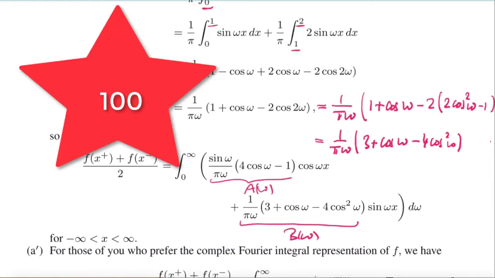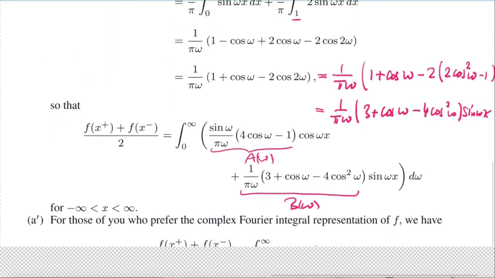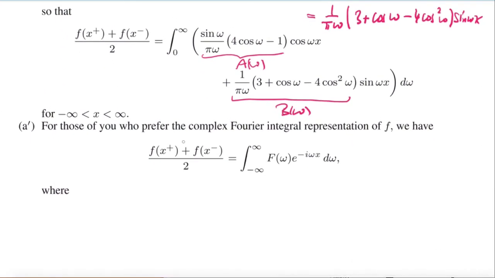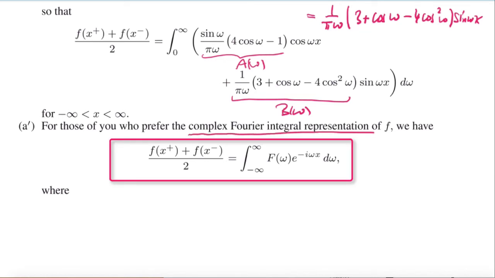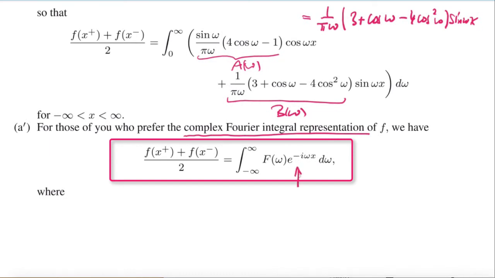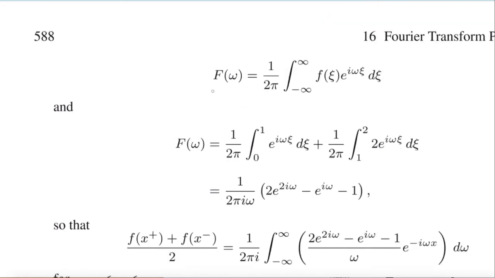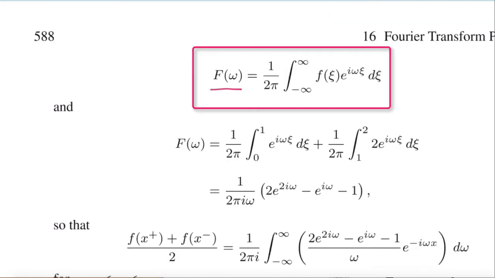Cha-ching! We get our first 100 points. Now here's an interesting fact if we use the complex Fourier integral representation. And I recommend that you get familiar with this too, so that instead of sine and cosine we have e to the minus I omega x as an integrand. Then the coefficient is called f of omega with a big F, which is again 1 over 2 pi integral from minus to plus infinity integral f of xi e to the I omega xi dxi.